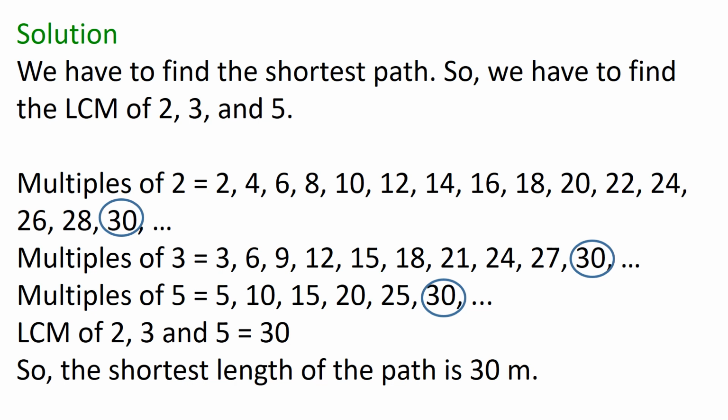Multiples of 2: 2, 4, 6, 8 till 30 and so on. Multiples of 3: 3, 6, 9, 12 till 30 again and so on. And multiples of 5: 5, 10, 15, 20, 25, 30 and so on. If you see, the first common multiple of 2, 3 and 5 is 30. So the LCM of 2, 3 and 5 is equal to 30. Therefore, the answer is: the shortest length of the path is 30 meters.